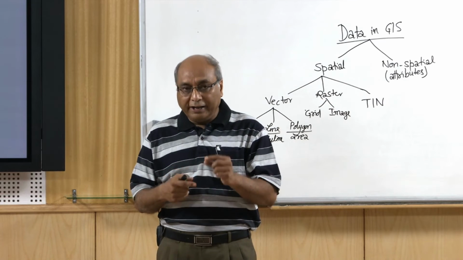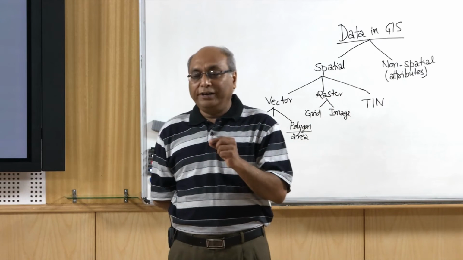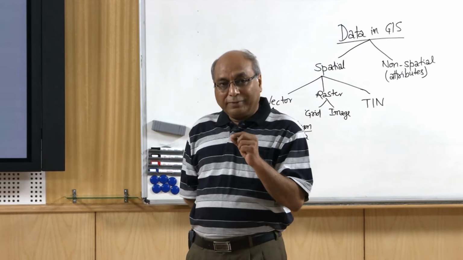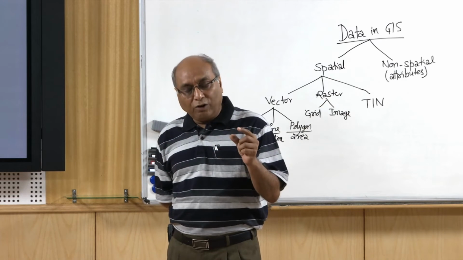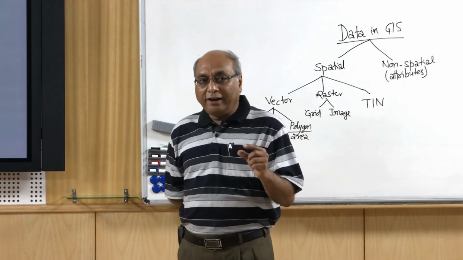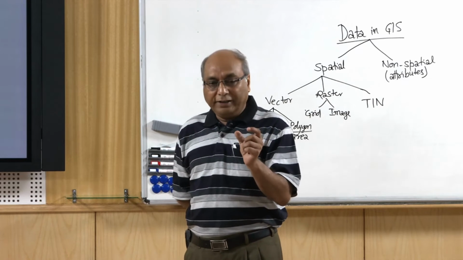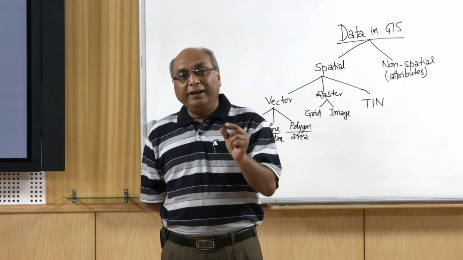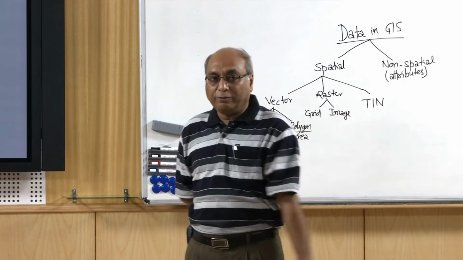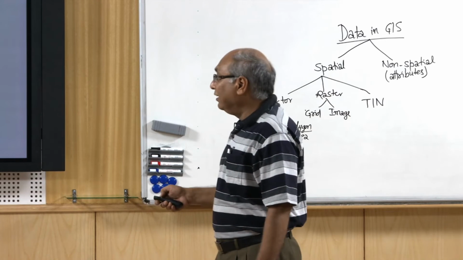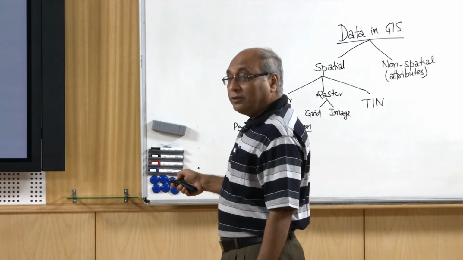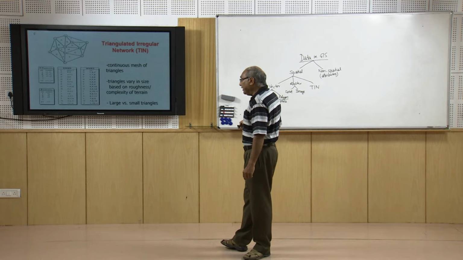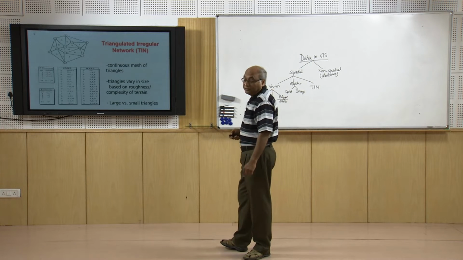So, like in raster the unit is a square, here the unit is a triangle. But in raster the size of the unit throughout the data is the same. If it is representing, say, 10 meter by 10 meter of the ground, then throughout the data it is 10 meter by 10 meter. But in case of a triangle, the unit is of course a triangle, but the size and shape of triangles keep varying. And this variation will come because of the roughness or complexity of the terrain.